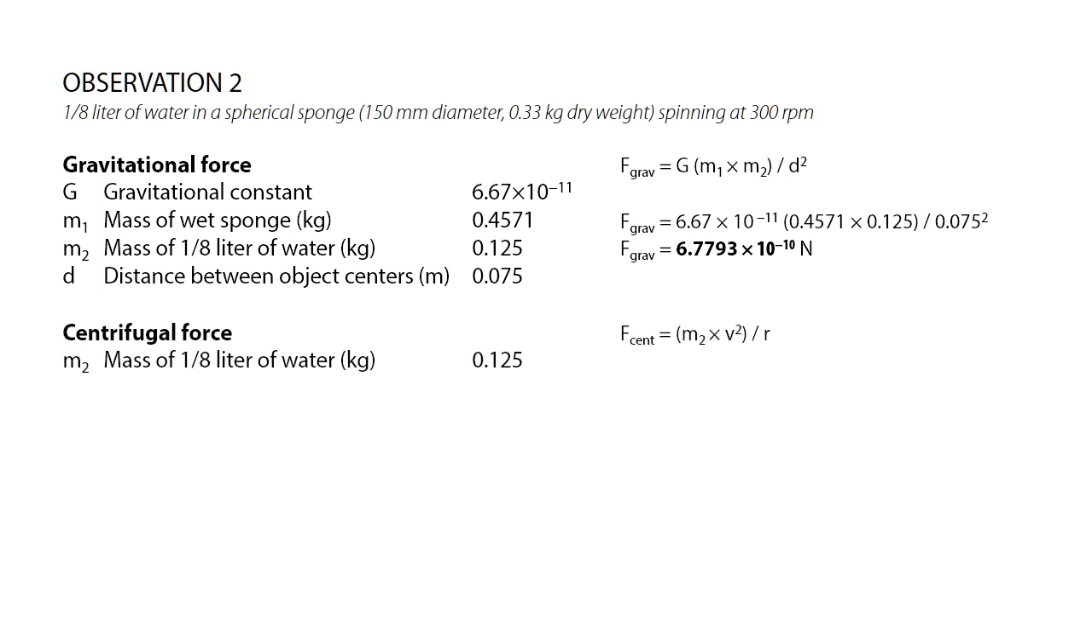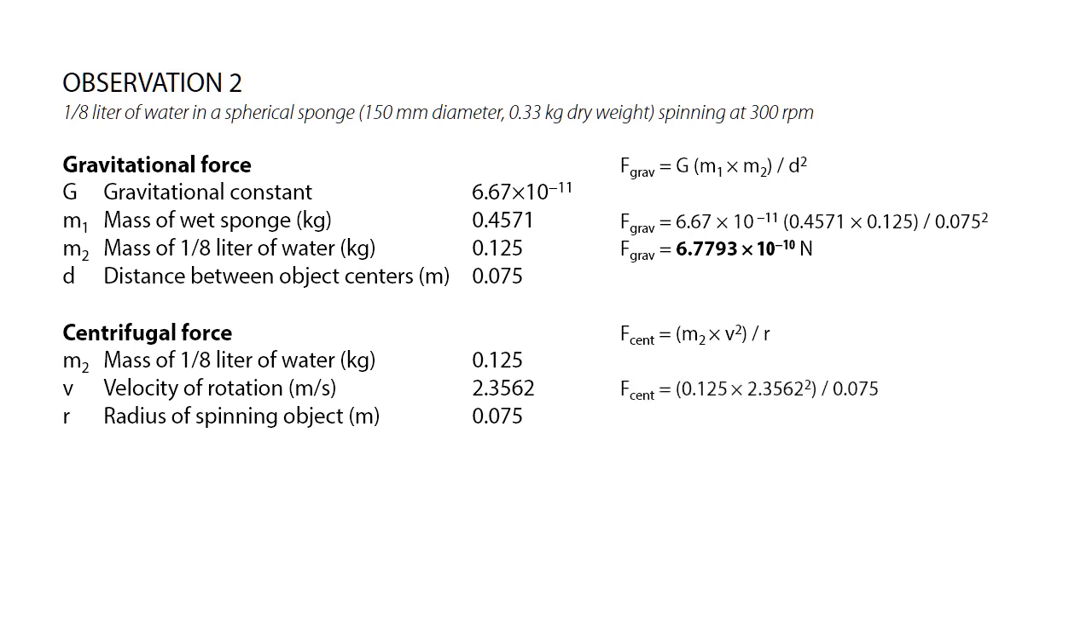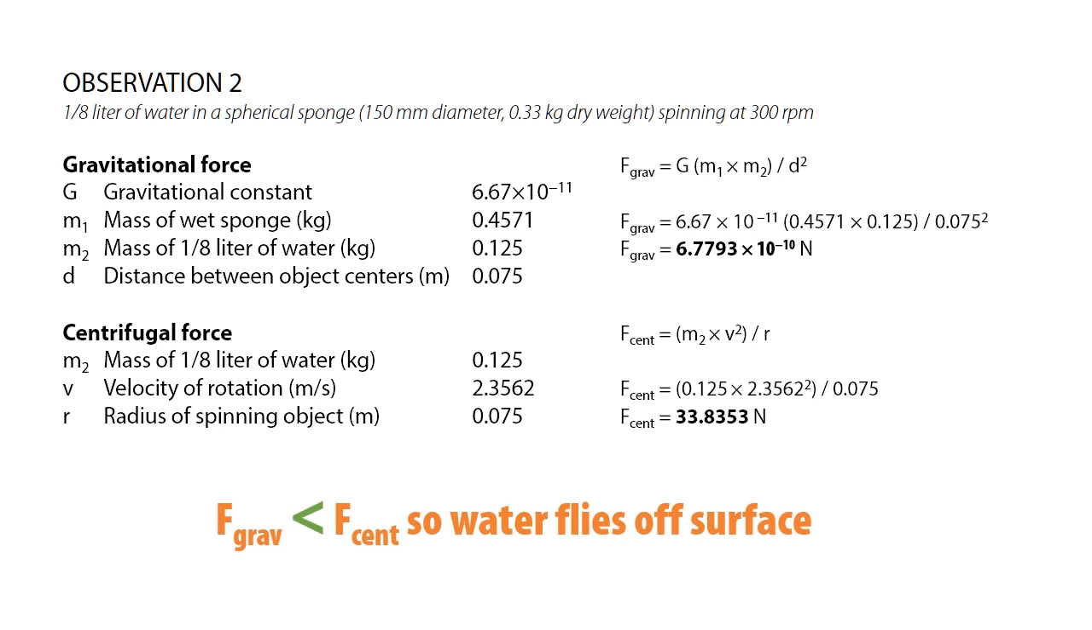The centrifugal force involves the mass of the water, 0.125 kilograms, the rotational velocity of a 150 millimeter sphere rotating at 300 revolutions per minute, or 2.3562 meters per second, and the radius of the spinning object, 0.075 meters. Crunch the numbers, and the centrifugal force is 33.8353 newtons. Compare the two numbers, and it's obvious that the centrifugal force on the water is greater than the gravitational force, so the water flies off the surface of the sponge.